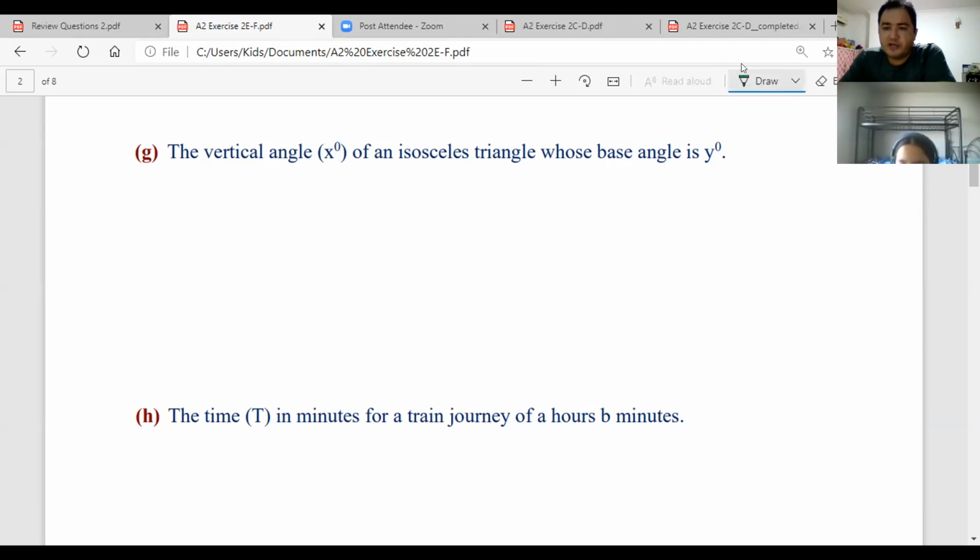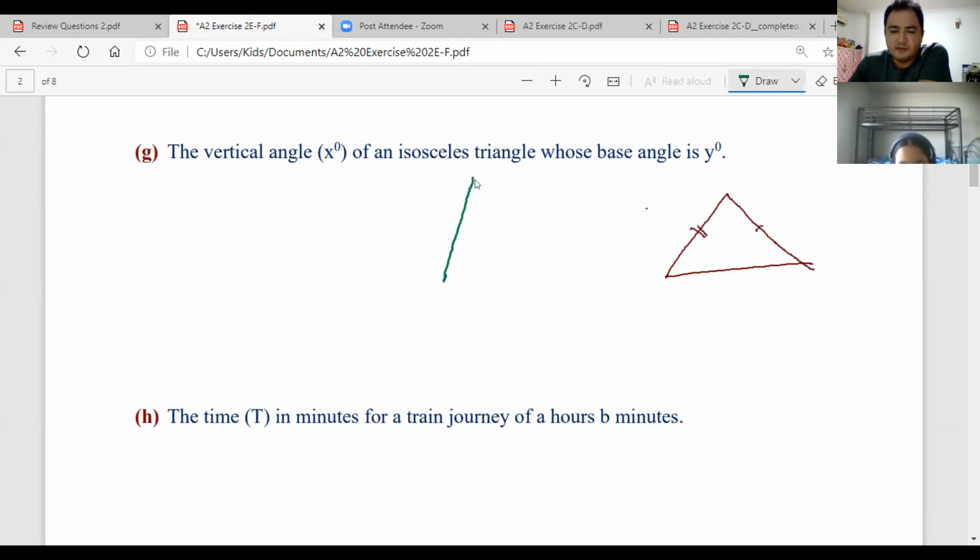Actually, by sides, we have 3 different triangles: isosceles triangle, equilateral triangle, and scalene triangle, right? So the first one, what is isosceles? Two sides are equal. If you draw a triangle like this, 2 sides are equal. Let's say these sides are equal. This angle is called the vertical angle. These angles are called base angles.